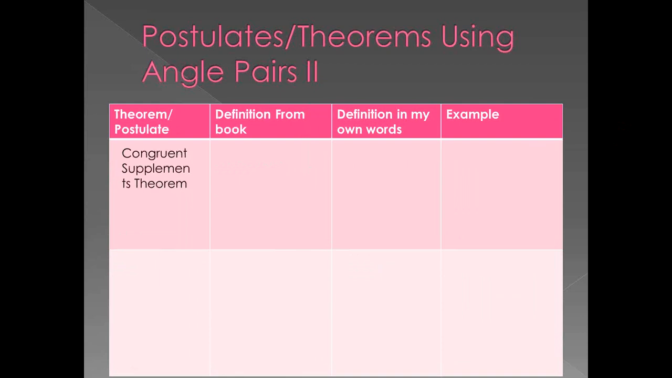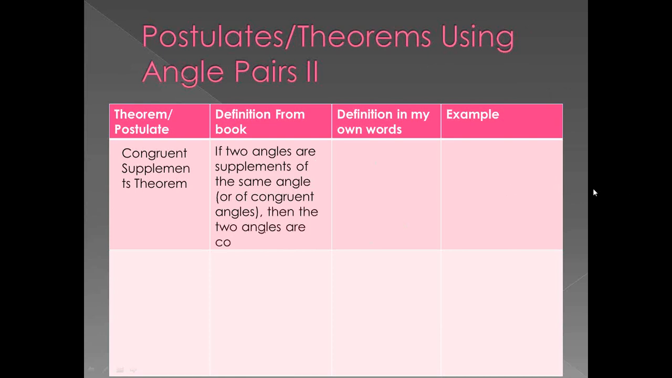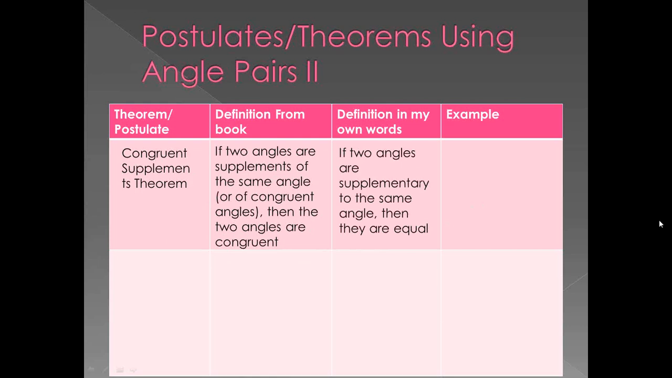Congruent supplements theorem. So we all remember that supplement angles are angles that add up to 180. This one just says that if two angles are supplements of the same angle, then they're congruent. Or if they're supplements of the same angle, then they're also congruent. So here's an example.